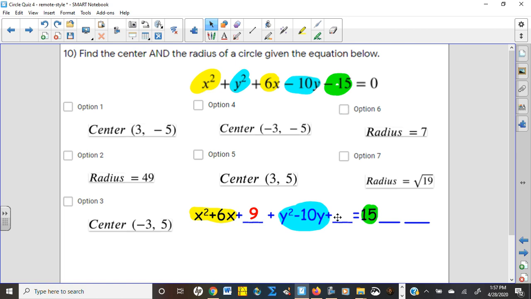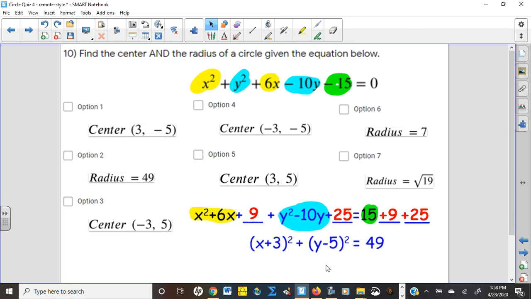Half of 10 is 5 squared is 25. Add those to the other side. Don't forget, that's a really common mistake, even in pre-calculus when we do a lot of these completing the square problems for conic sections, including circles. A lot of people forget that. So anyway, this is going to reduce into a nice x plus 3 squared, and a nice y minus 5 squared. And when you add all these together, you actually get 49.